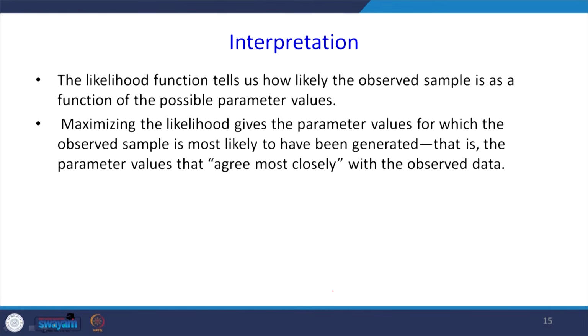How will you interpret that? The likelihood function tells us how likely the observed sample is as a function of possible parameter values. So, maximizing the likelihood gives the parameter values for which the observed sample is most likely to have been generated, that is, the parameter values that agree most closely with the observed data. Otherwise, we can say in another way that this data set is more suitable for what kind of distributions or what kind of models.